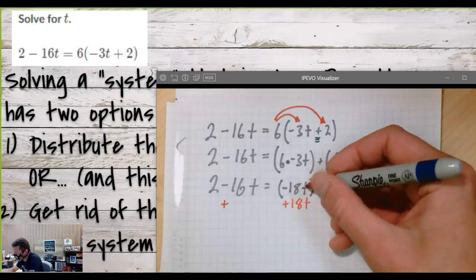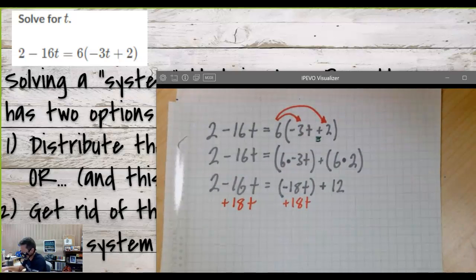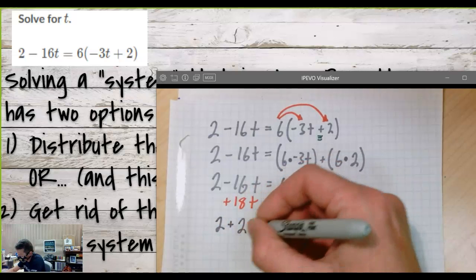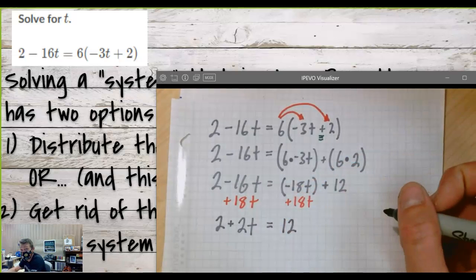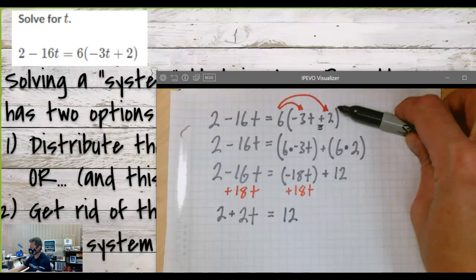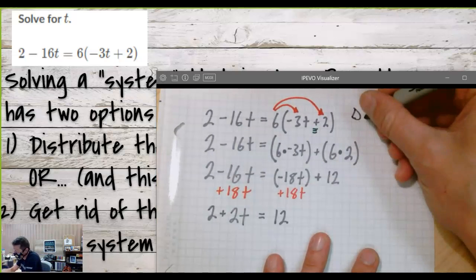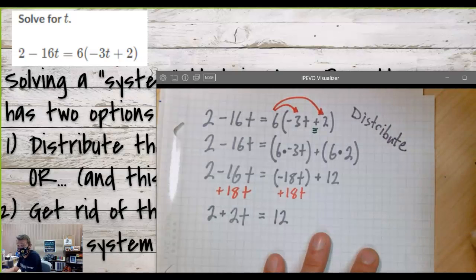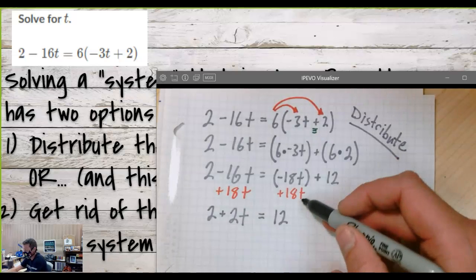Yeah, add 18t, because that will make 0 right here. And on the left-hand side, what's negative 16 plus 18? Well, it gets positive. It's 2. Positive 2. Any questions on what we did through the distribution? And if you want to make a note, what we did there was distribute. Then we used our inverse operations.